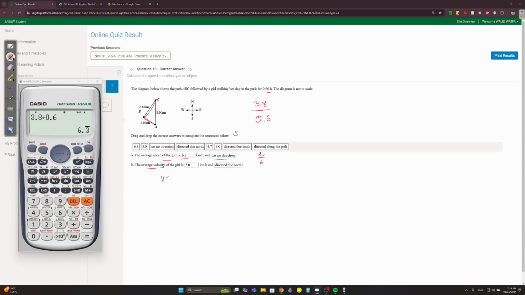The velocity of the girl. The velocity is equal to delta r divided by t. The delta r is the displacement from A to C, which is 3 kilometers. 3 kilometers divided by the time 0.6, you should get 5. Makes sense to get 5. And obviously velocity is a vector, so it has a direction, and we're going from A to C, so it's going from south to north, directed due north.